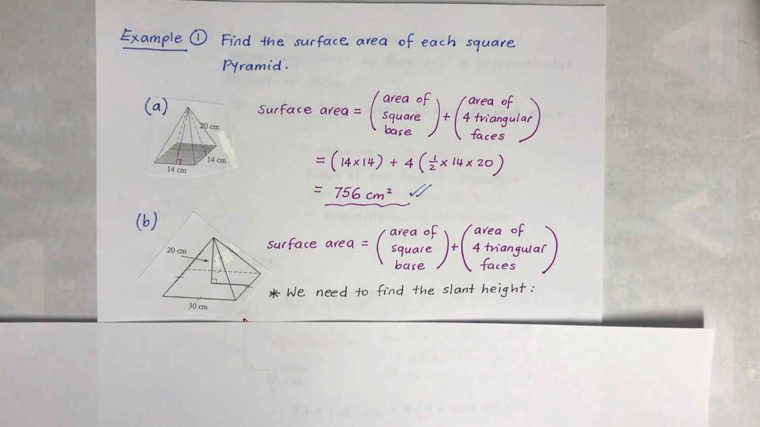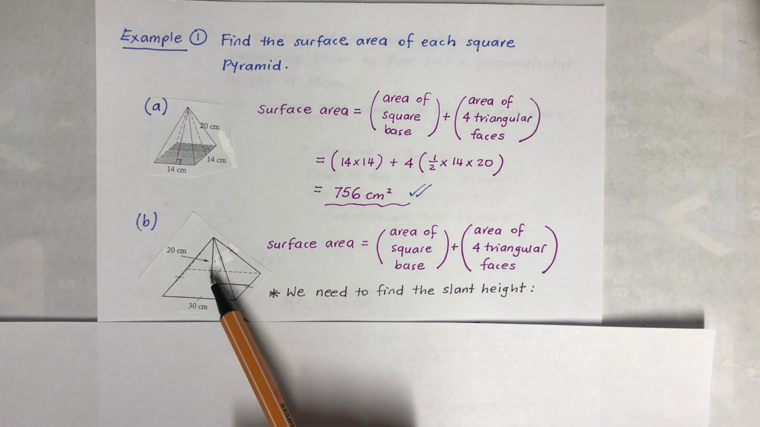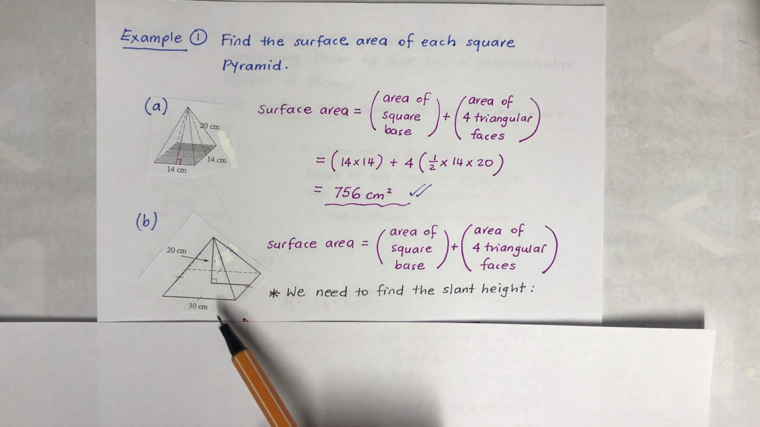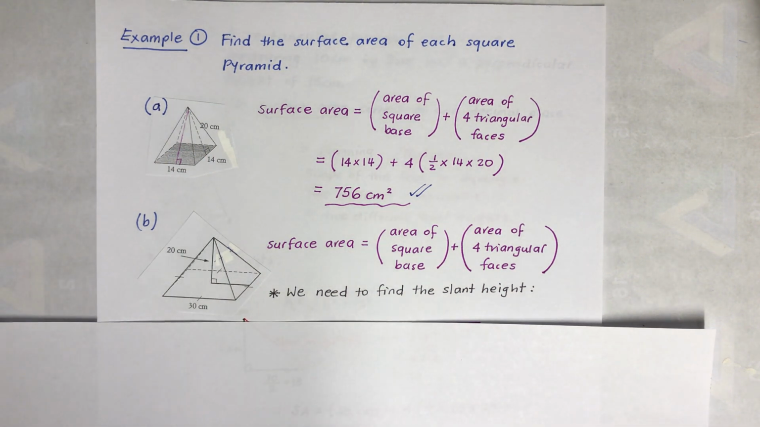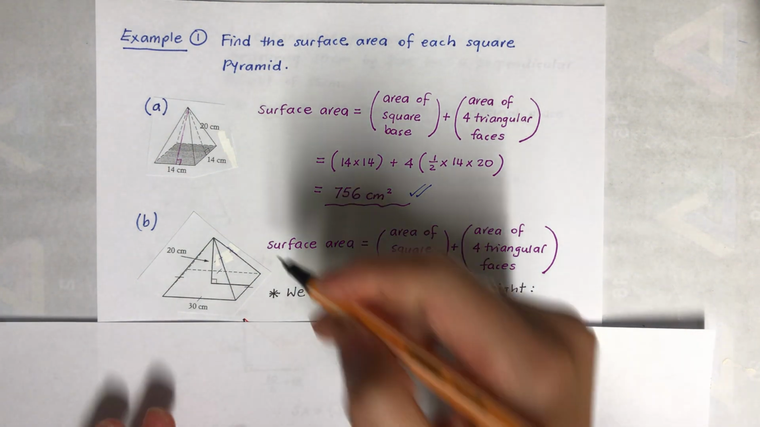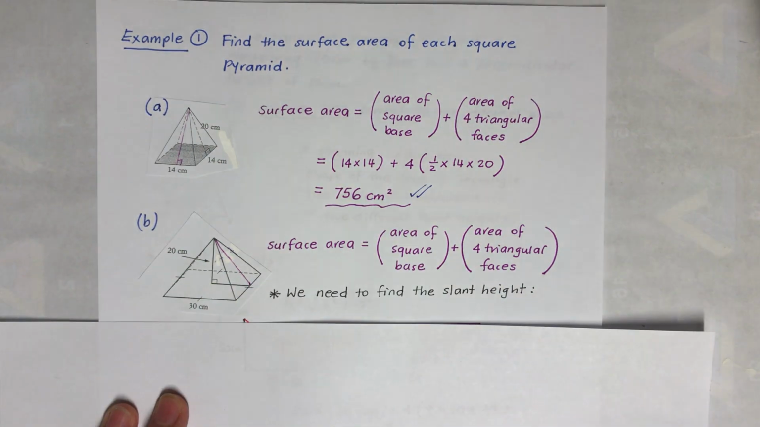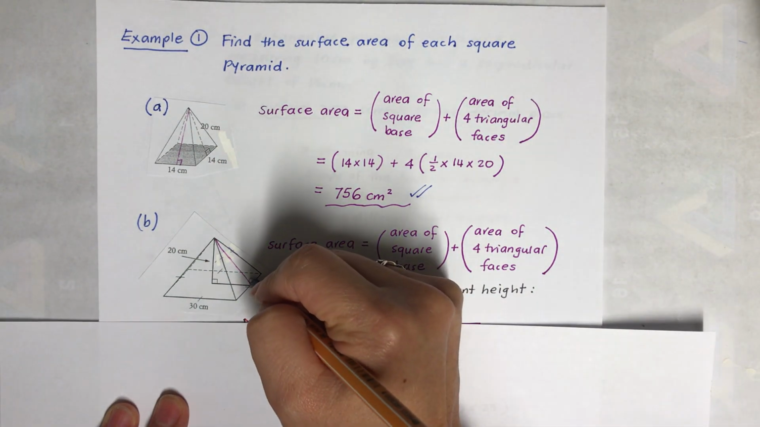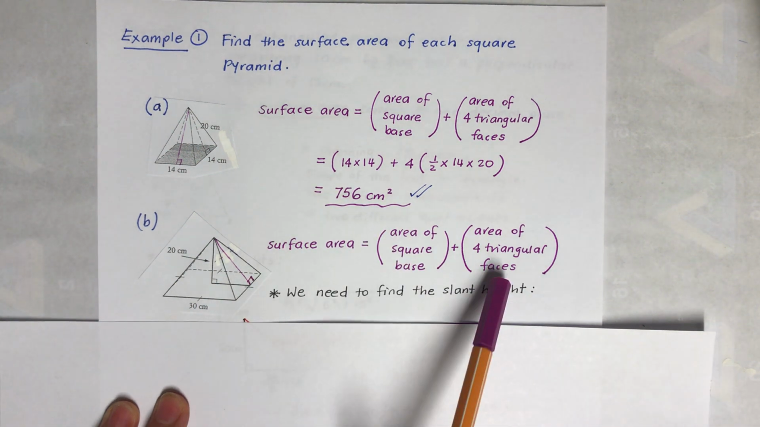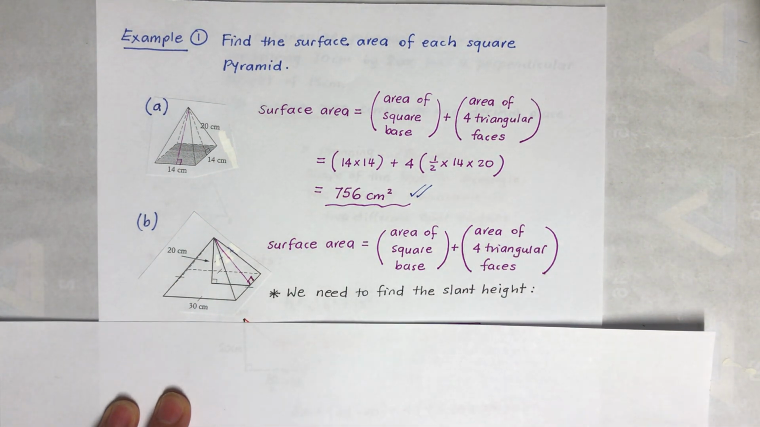Part B is also finding the surface area of a square pyramid. Now this is not too bad, looks quite okay, but we have a bit of a problem. There's no slant height in here. So for example, if I sketch that, we don't have the slant height, so we need to find it. Why? Because otherwise we cannot find the area of the triangular face.